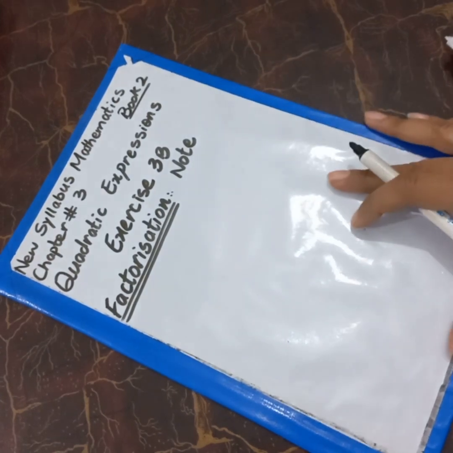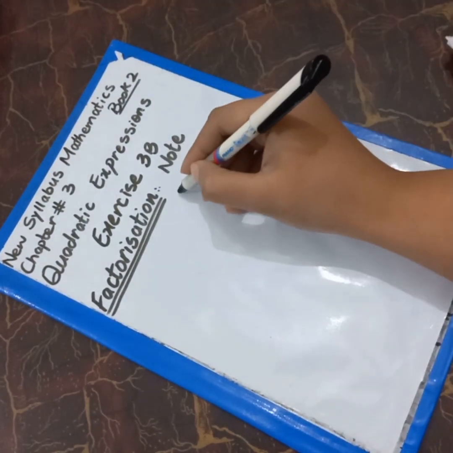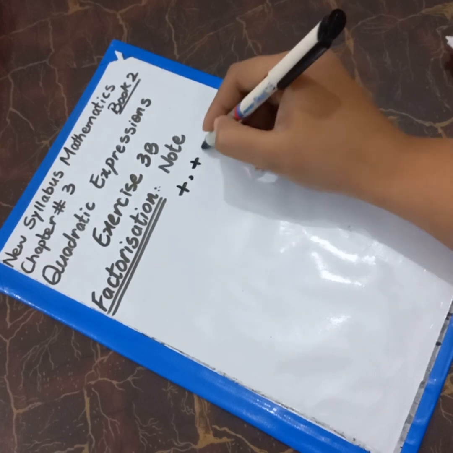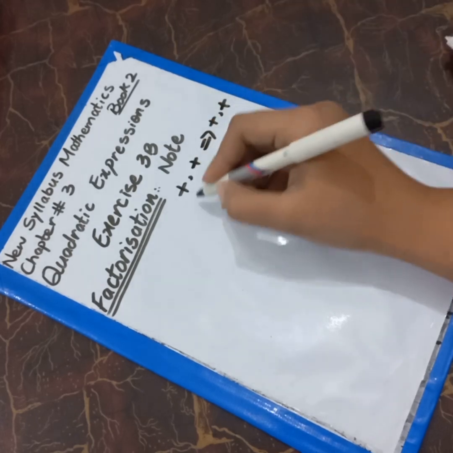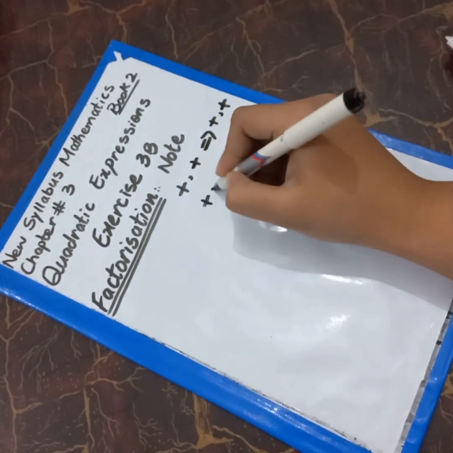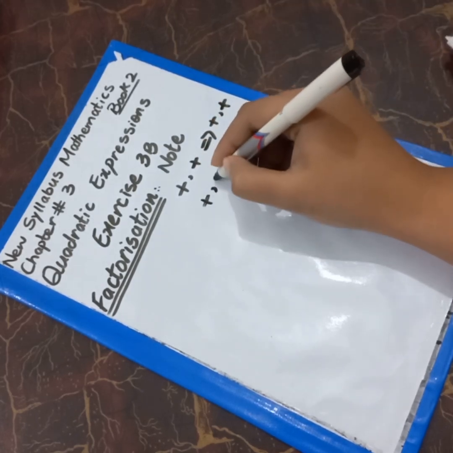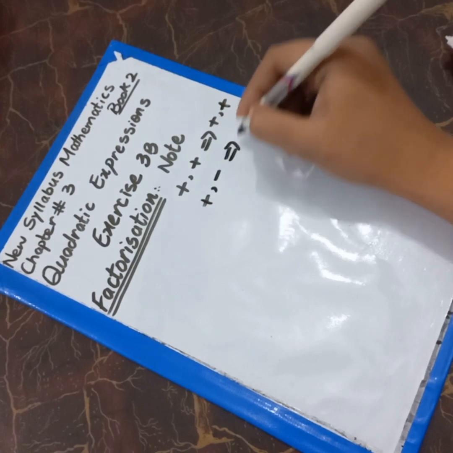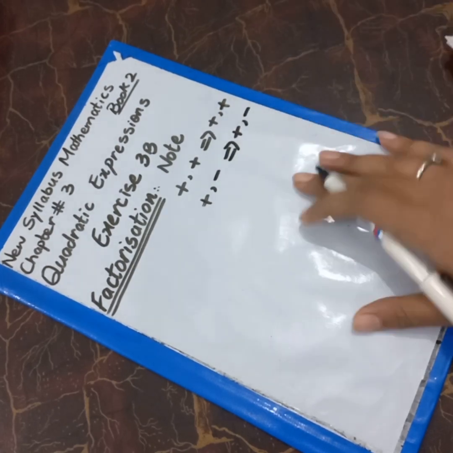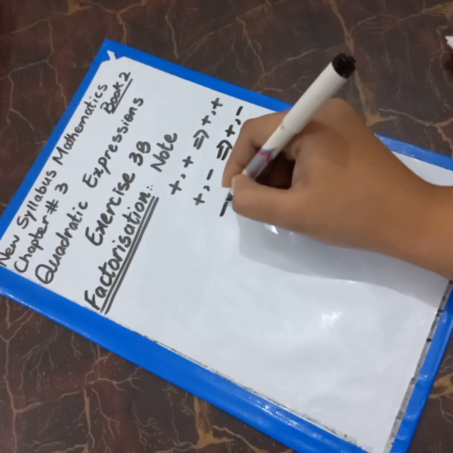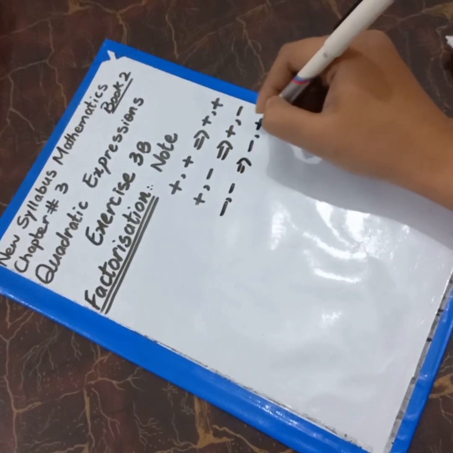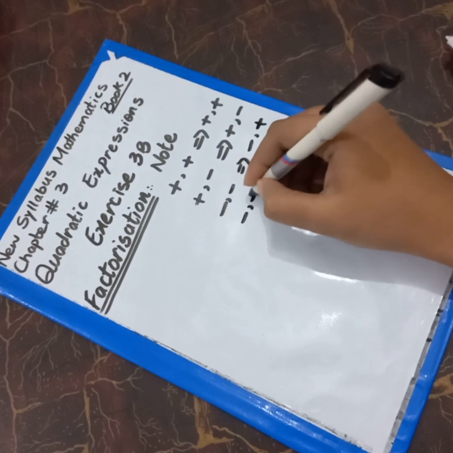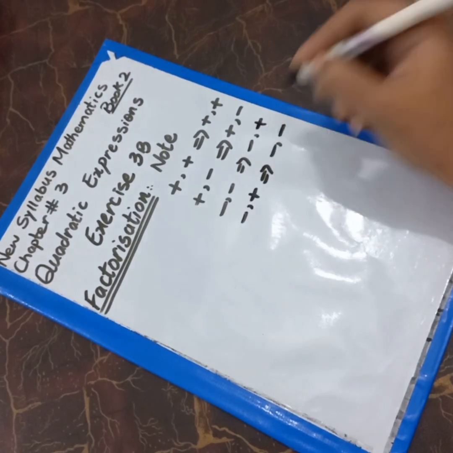There are some rules that you have to follow. Plus plus will be changed into plus plus. Why I am writing this, I will let you know after a few minutes. Plus minus will be written as plus minus, there will be no change. Then minus minus will be written as minus plus, and minus plus will be written as minus minus.